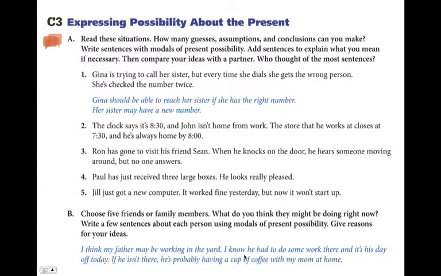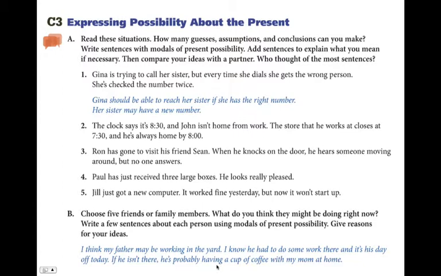Why is that? Well, it's because I know he had to do some work there, and it's his day off today. If he isn't there, he's probably having a cup of coffee with my mom at home. So here are some possibilities. Another way to express he's probably having a cup of coffee is he may be having a cup of coffee.